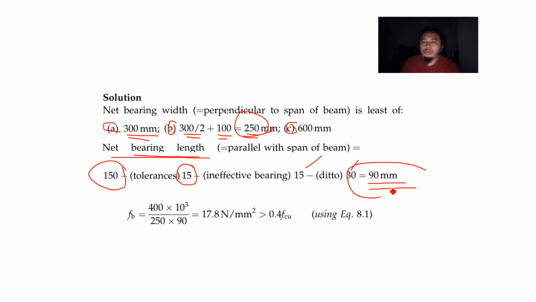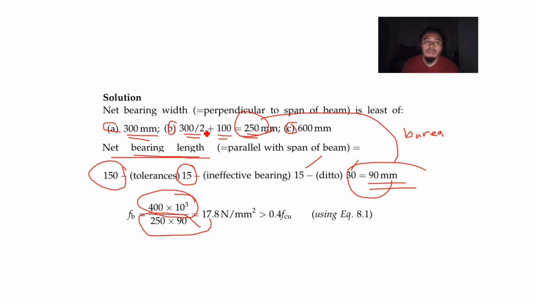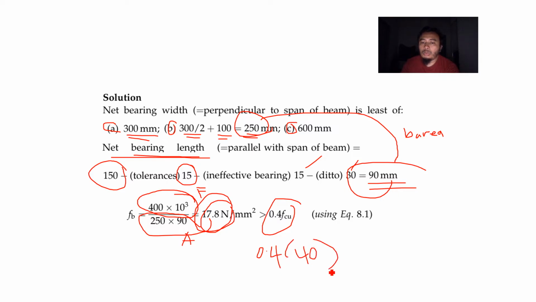Based on these two values, you can get your bearing area. Then force divided by area, where the force is your end reaction of 400 kilonewton, gives you the maximum pressure. This is larger than your allowable capacity for a dry bearing pad, which is 0.4 times 40, which is around 16.